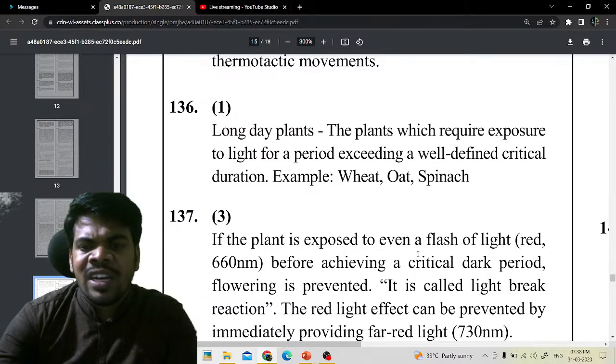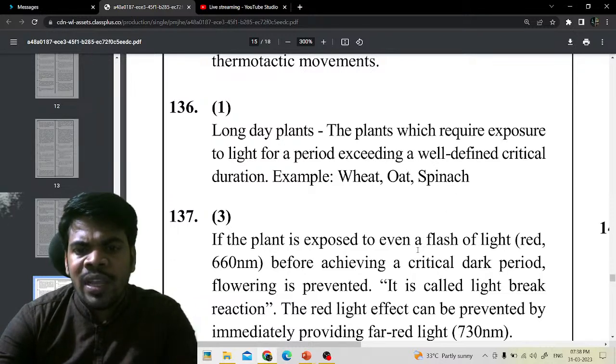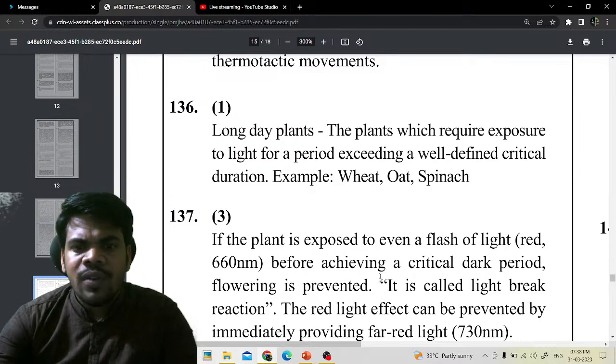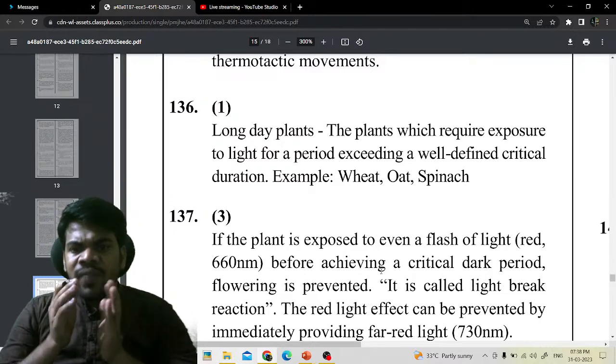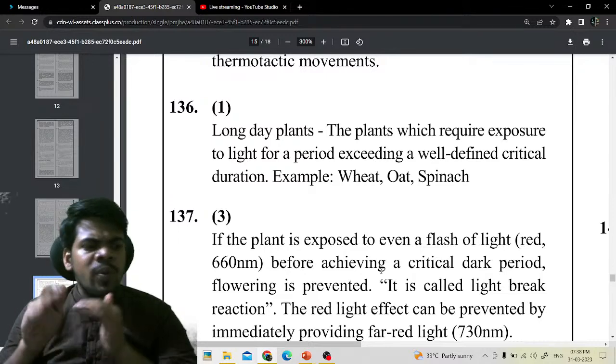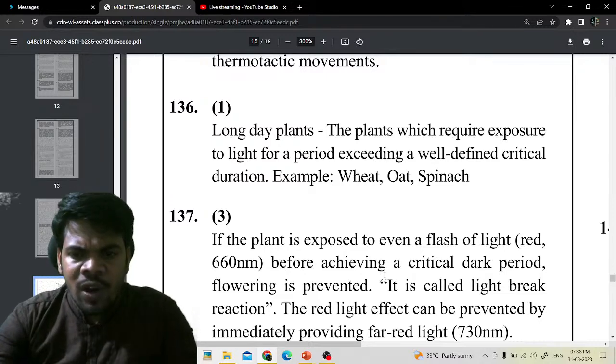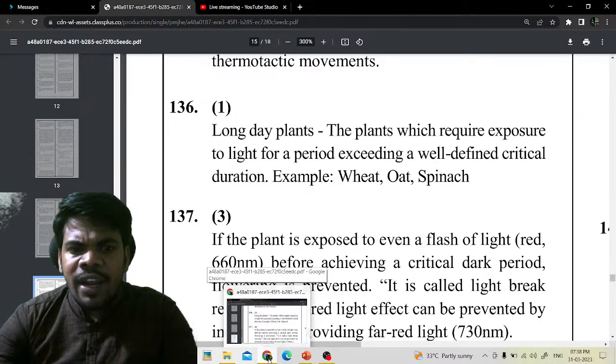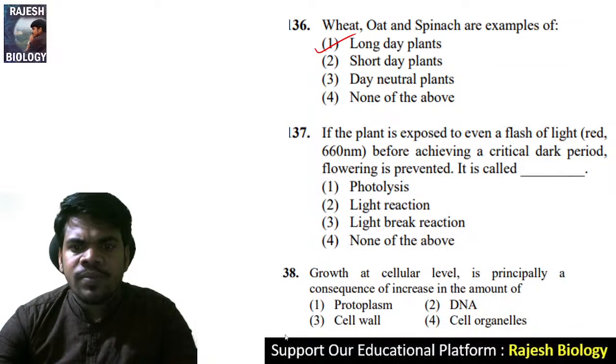The red light effect can be prevented by immediately providing a far red light. When compared with this flash of light, 660 nanometers, it will be prevented by providing far red light, 730 nanometers. Light break reaction.